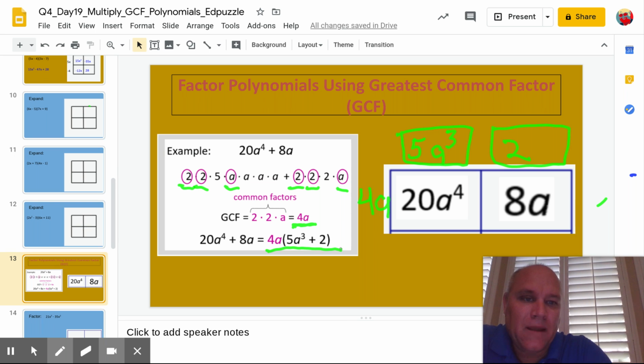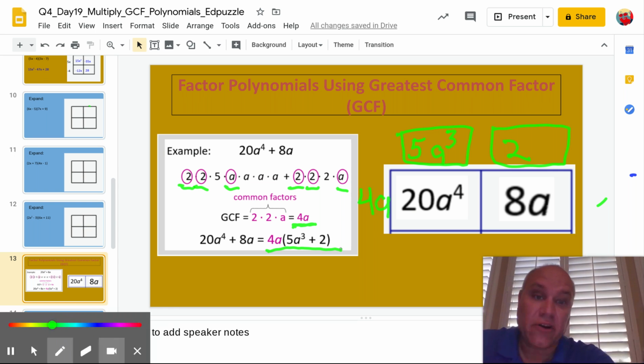Other methods some students prefer is you take the 20a to the fourth divided by 4a. That gets you the 5a cubed. And you go 8a divided by 4a gets you the 2. So you can think of it either way. If you don't like the to-the-what-power of doing the multiplication in your head that way, you can divide it out. Basically, 20a to the fourth divided by 4a gets you 5a to the third. 8a divided by 4a gets you 2. Whatever works for you.